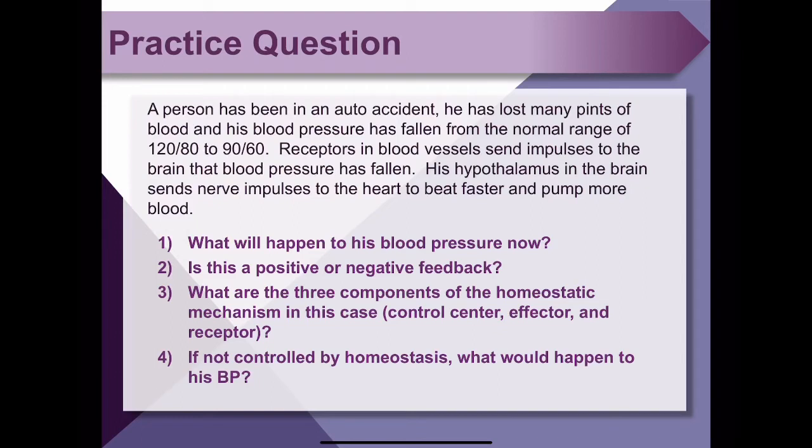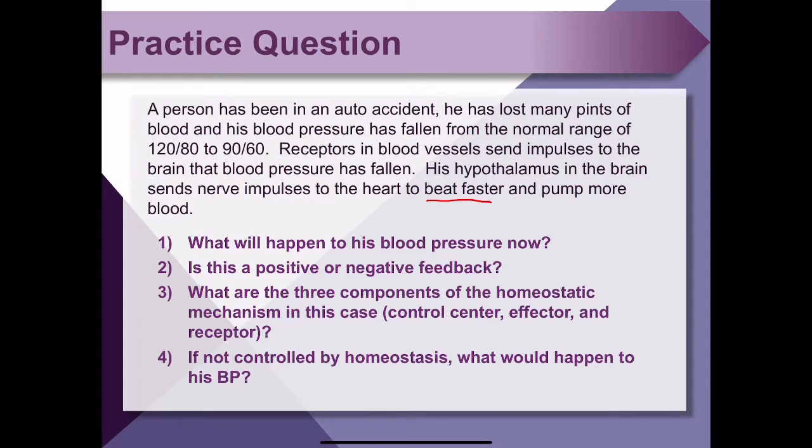that we will put homeostasis into practice, and then identify the three parts of the mechanism. So in this first practice question, a person has been in an auto accident. He has lost many pints of blood, and his blood pressure has fallen from the normal range of 120/80 to 90/60. Receptors in blood vessels send impulses to the brain that blood pressure has fallen, that we're in trouble. So his hypothalamus in the brain sends nerve impulses to the heart to beat faster and pump more blood.